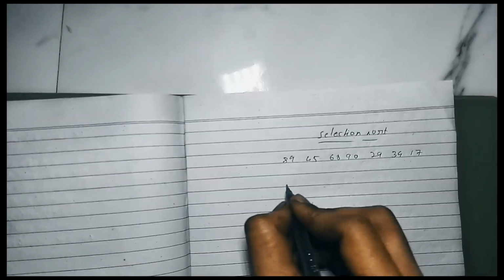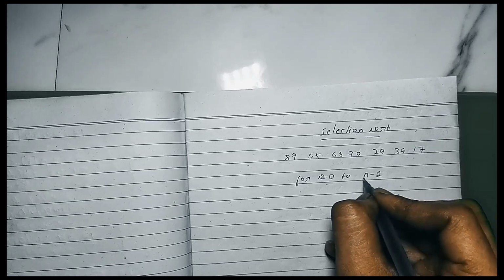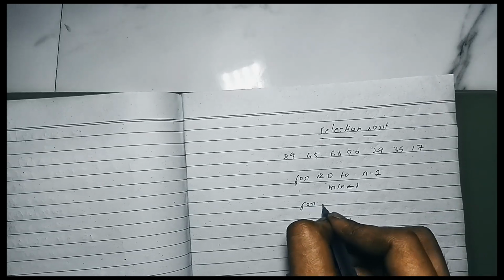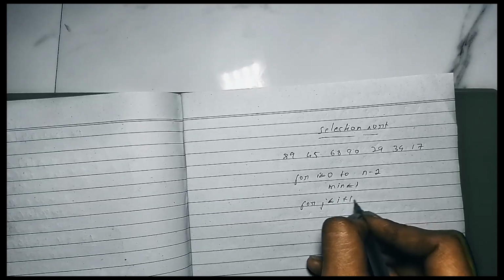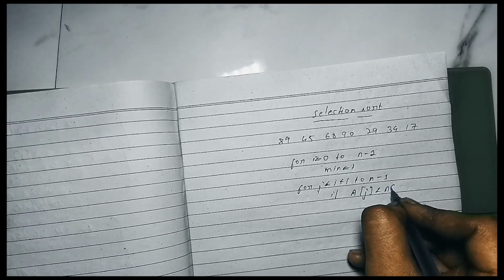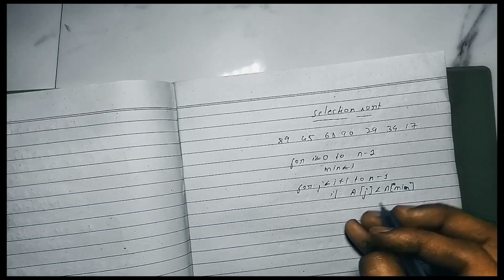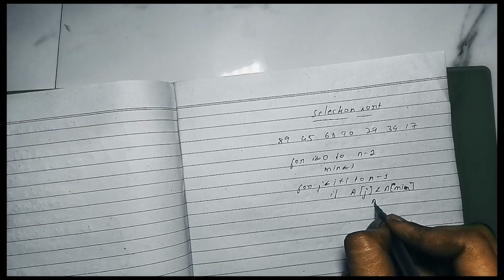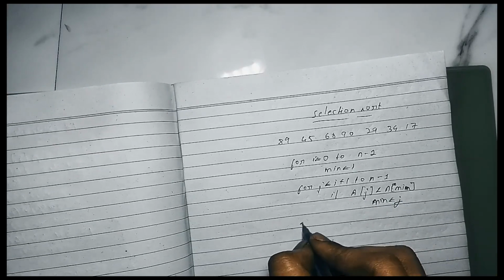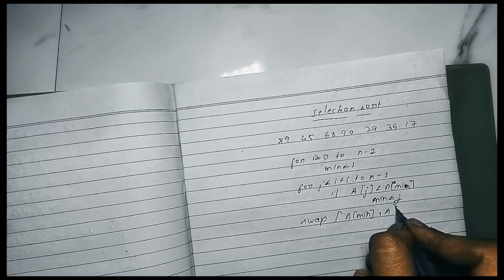First, let's see the algorithm. A for loop runs with i from 0 to n minus 2, and initially i is considered as the minimum. We'll consider another loop where j runs from i plus 1 to n minus 1, and if A[j] is less than A[min], j will become the minimum. If this condition is true, this one will be executed. After coming out of these two for loops, A[min] will be swapped with A[i].